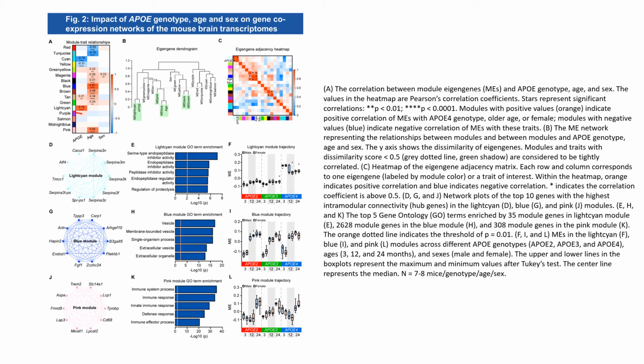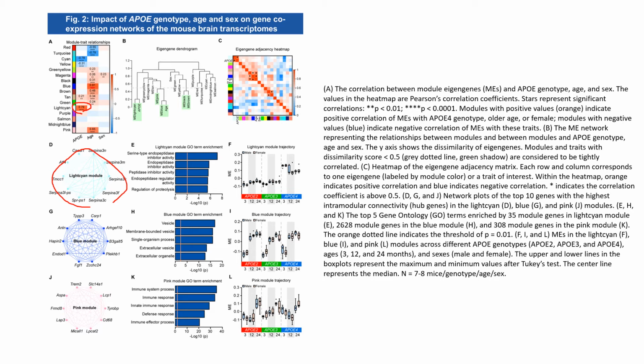For example, you see that module light cyan is highly regulated in APOE4. And among the top 10 module hub genes of light cyan module, you'll see that many of them belong to the SERPINA3 gene families. And this module is enriched in pathways such as peptidase inhibitor activity.